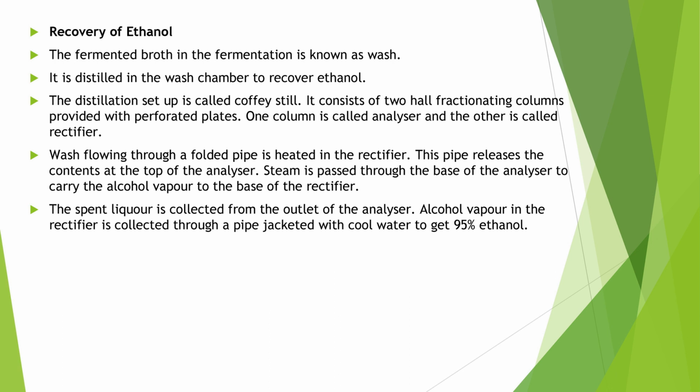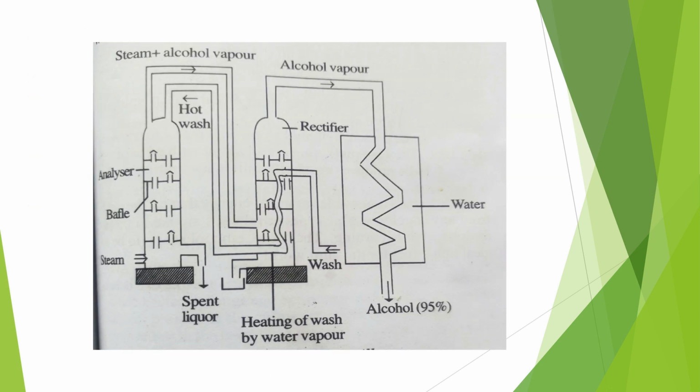Wash flowing through a folded pipe is heated in the rectifier. This pipe releases the contents at the top of the analyzer. Steam is passed to the base of the analyzer to carry the alcohol vapor to the base of the rectifier. The spent liquor is collected from the outlet of the analyzer, and the alcohol vapor in the rectifier is collected through a pipe jacketed with cool water to get 95% ethanol. And you can see the diagram of the analyzer and rectifier.